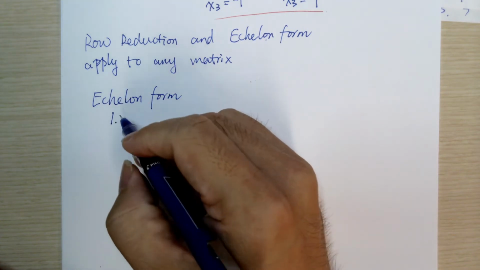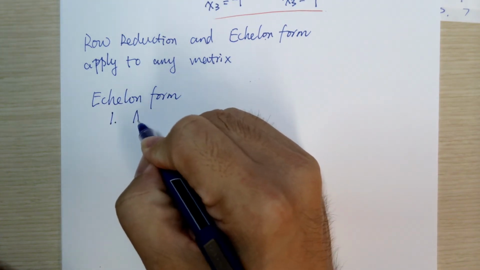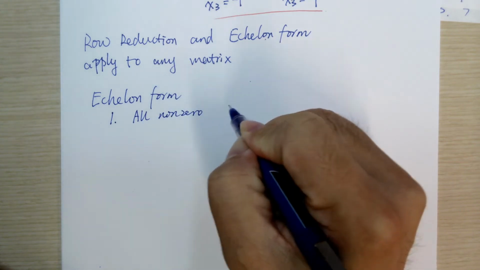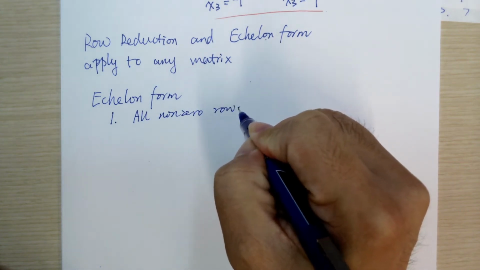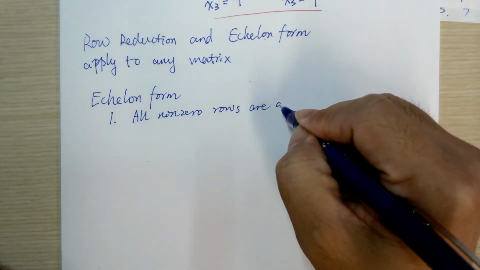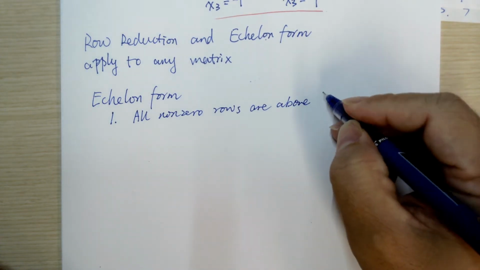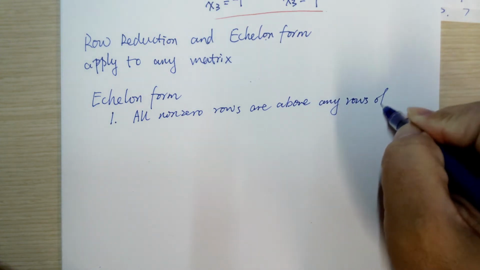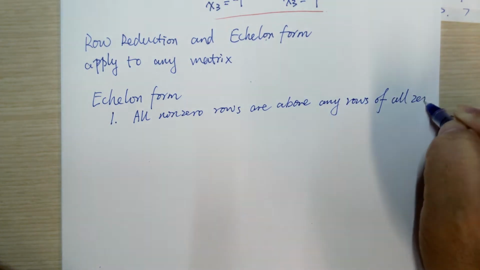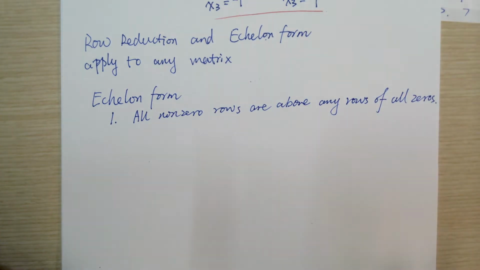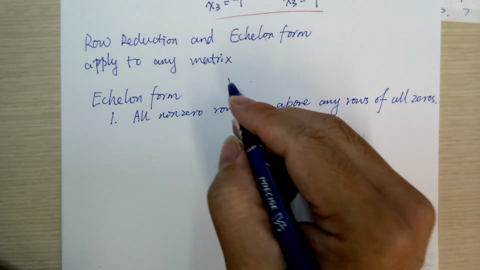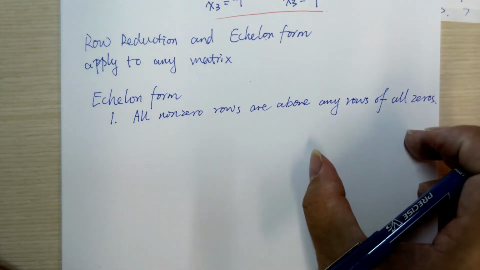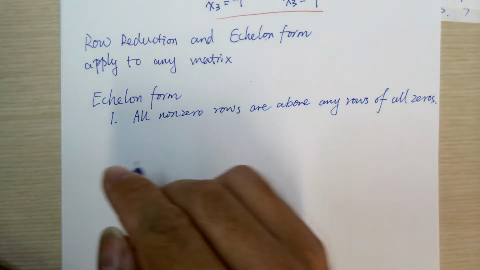Number one, all non-zero rows are above any rows of all zeros. In other words, in the echelon form of a matrix, if you have a row of all zeros, it's definitely going to be at the very bottom.